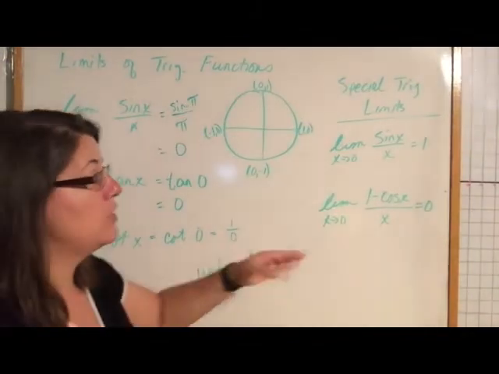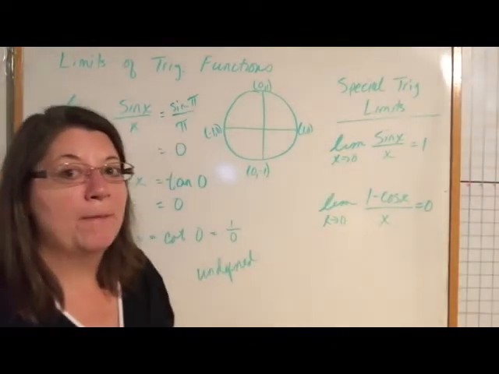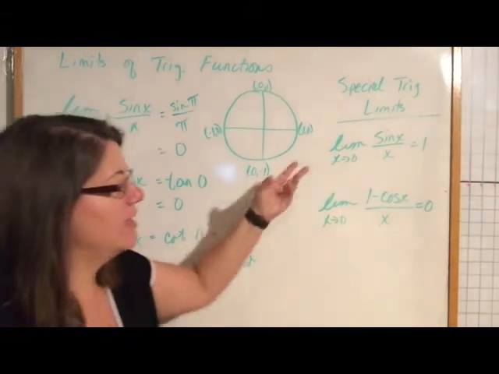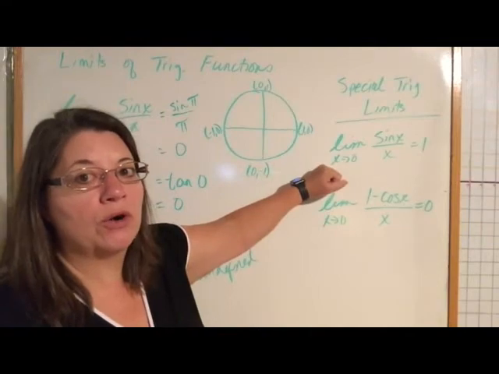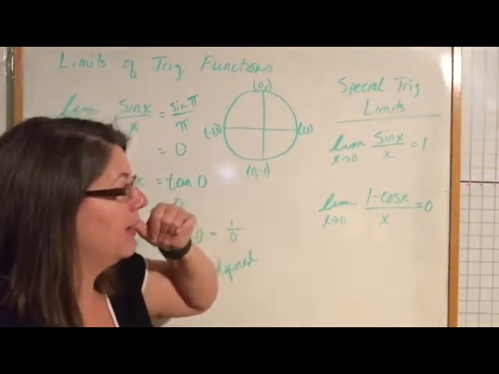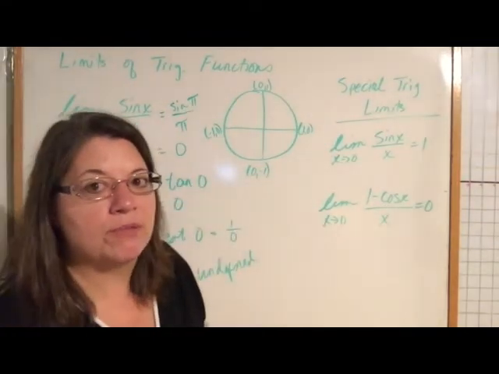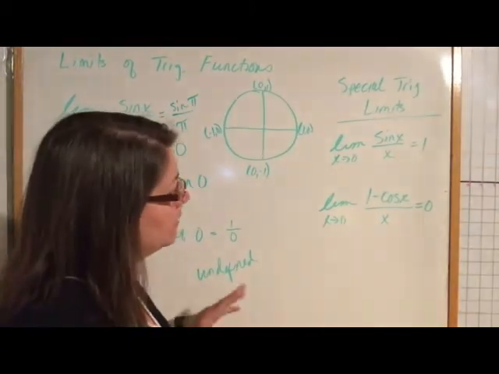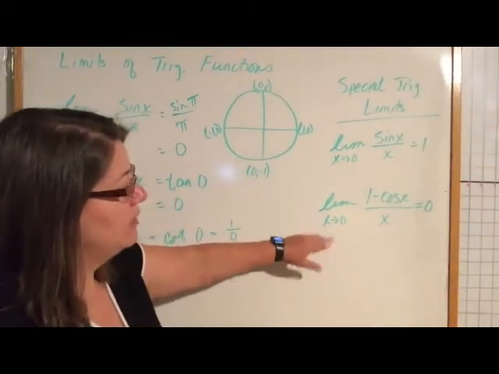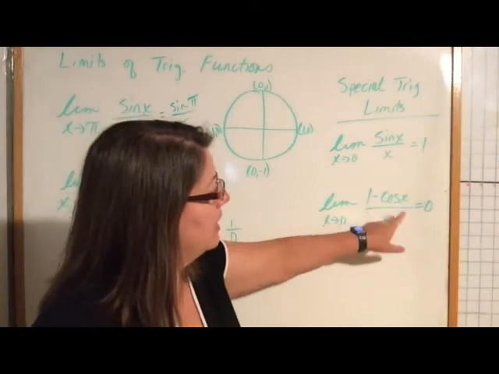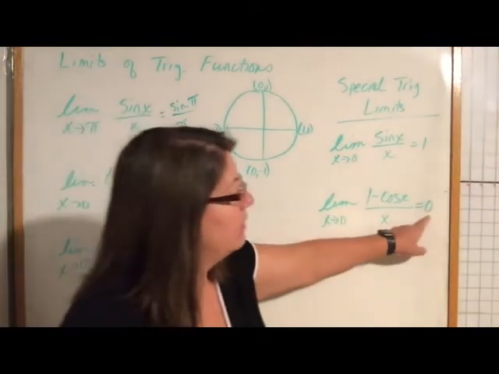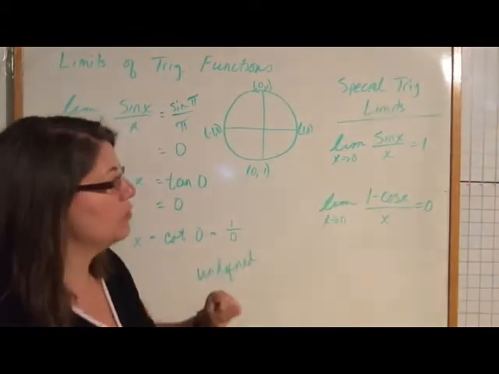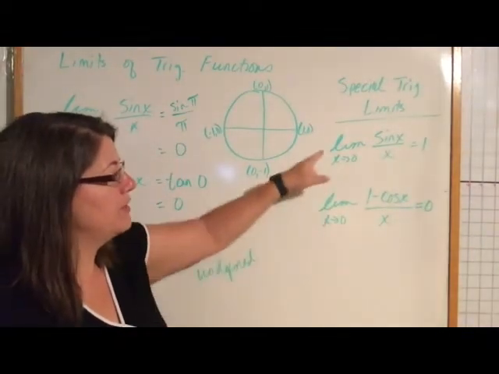So there is a way to show why that works, but you need to just memorize it because there's a lot to discussing why that works. And at this point, I think you're going to be better off to just memorize it. The second special trig limit is the limit of 1 minus cosine x over x as x approaches 0 is 0. So notice, with both of your special limits, they're both approaching 0.